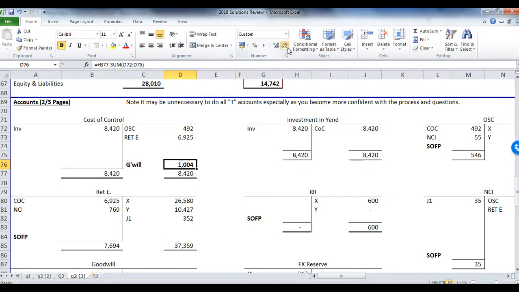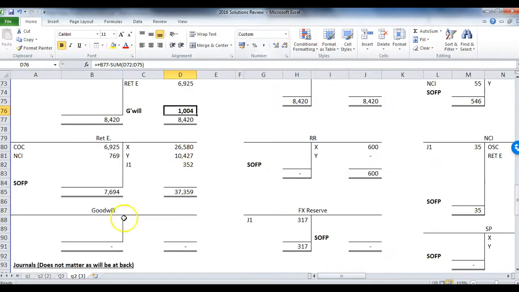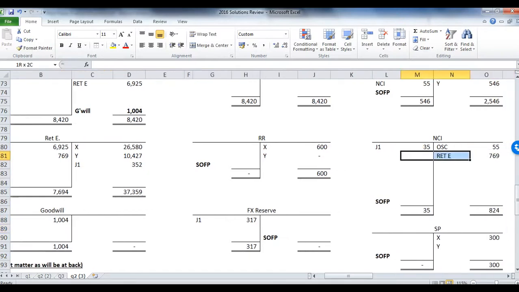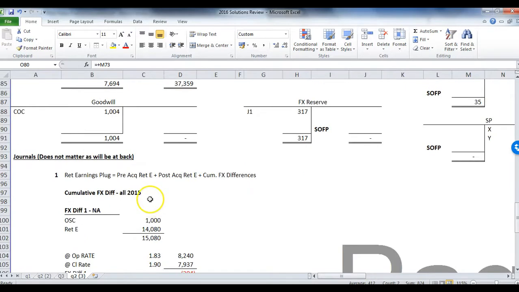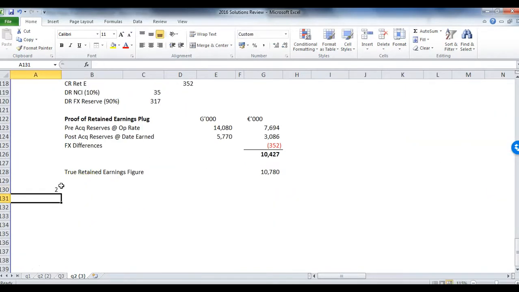And then what you have to do is bring that across and look down to goodwill. So cost of control, the opening goodwill is 1,004,000. But we also have to attribute some goodwill to the NCI. So we've currently valued the NCI at its relevant portion, which is 824, but we know it needs to be valued at 900,000. So what I typically do is a separate journal entry 2, NCI fair value top up. And what I essentially do is I debit goodwill, the top up, and I credit NCI.